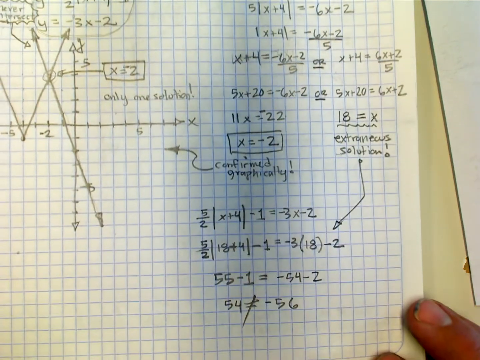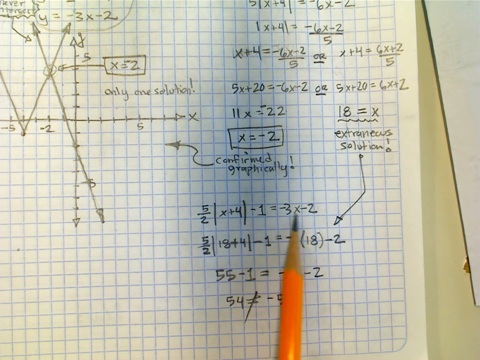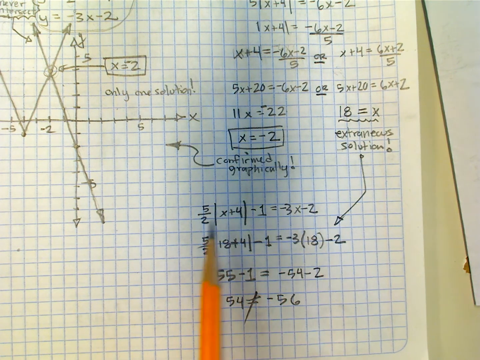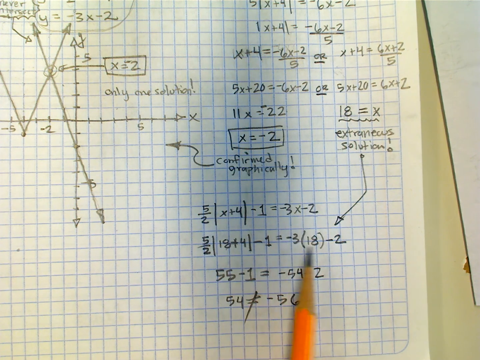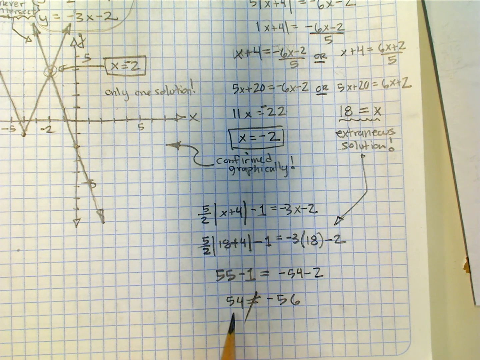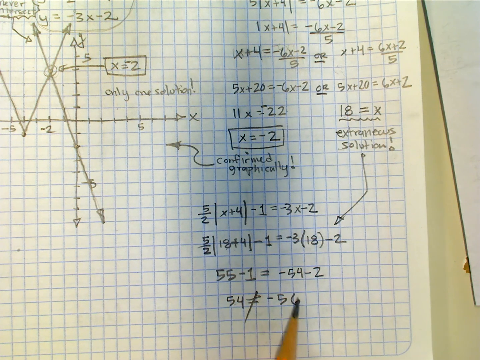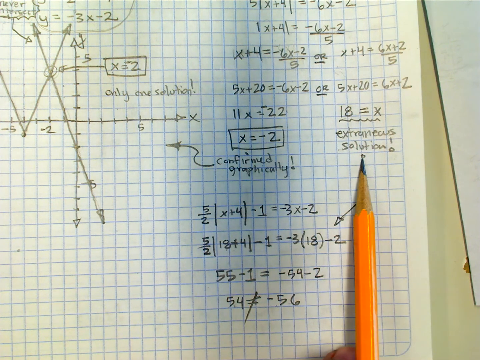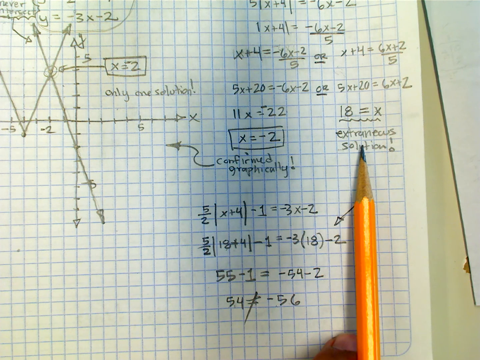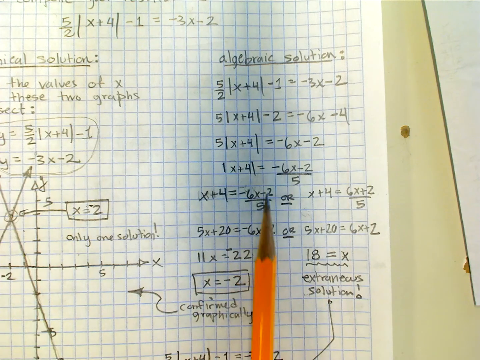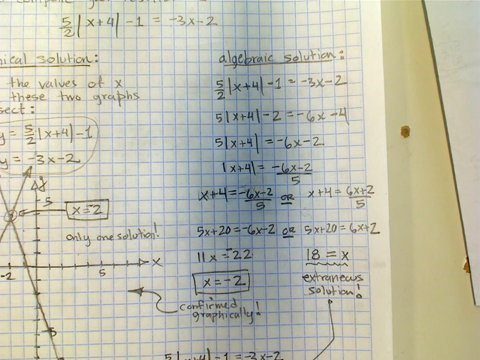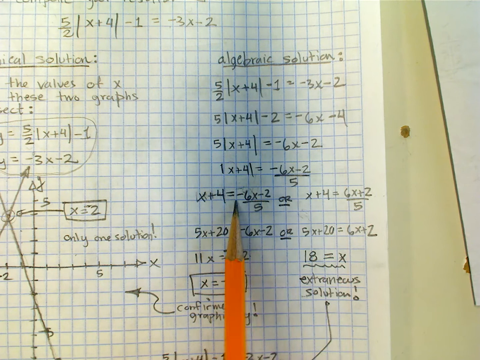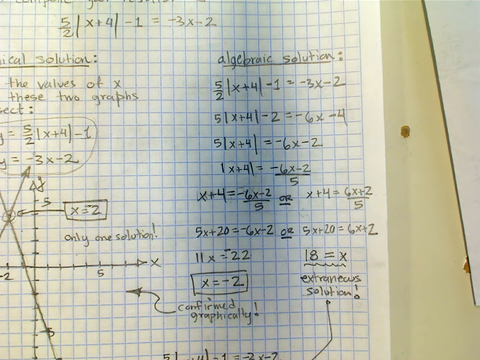And I can demonstrate that by, once again, going back to my original equation, and then I substitute that 18 in here. And when I work out the math, I get this sort of mismatched equation. 54 is not equal to negative 56. So that again leads me to conclude that x equal to 18 is an extraneous solution that's introduced into this equation when I employ this algorithm, particularly right here when I split this into two halves.